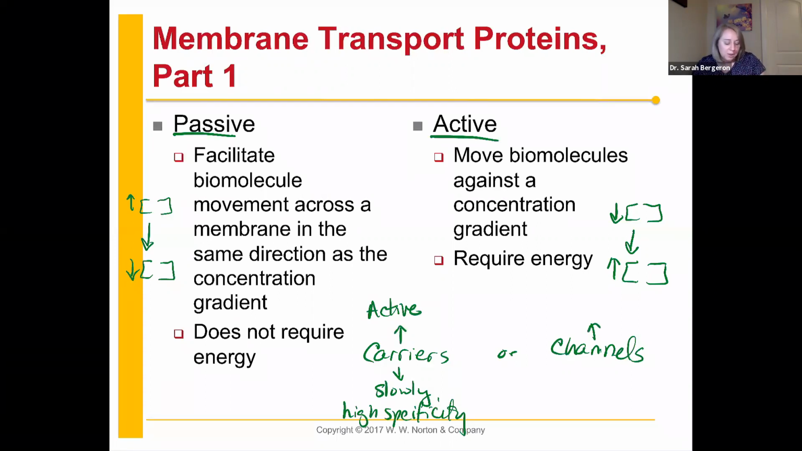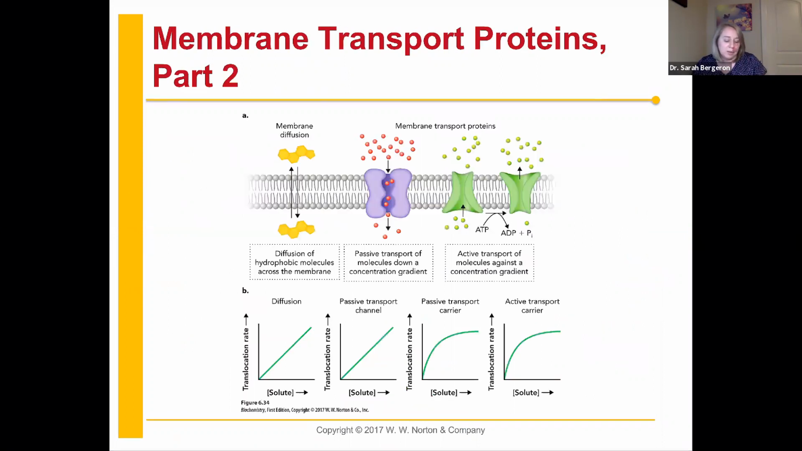The other set, the channels. Channels can be either active or passive. And these are non-specific, and so they go very fast. They can go very fast. They go as fast as diffusion. Okay, and so what we're going to do is we're going to look at some examples of data from these different kinds of membrane transport proteins.